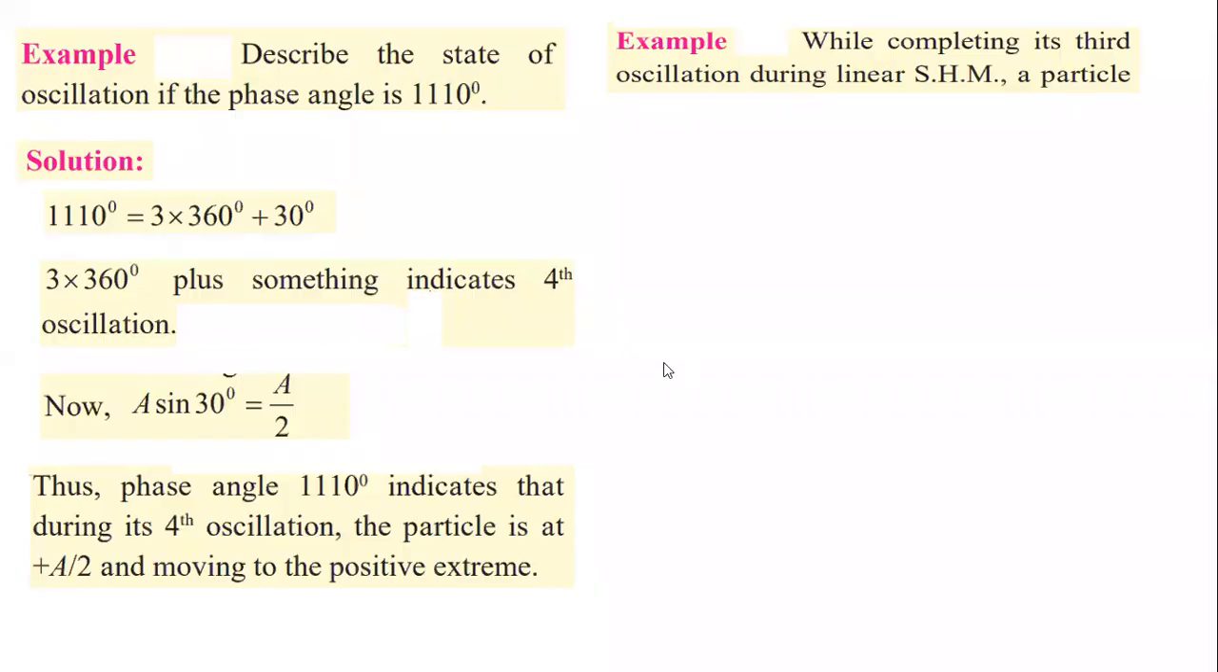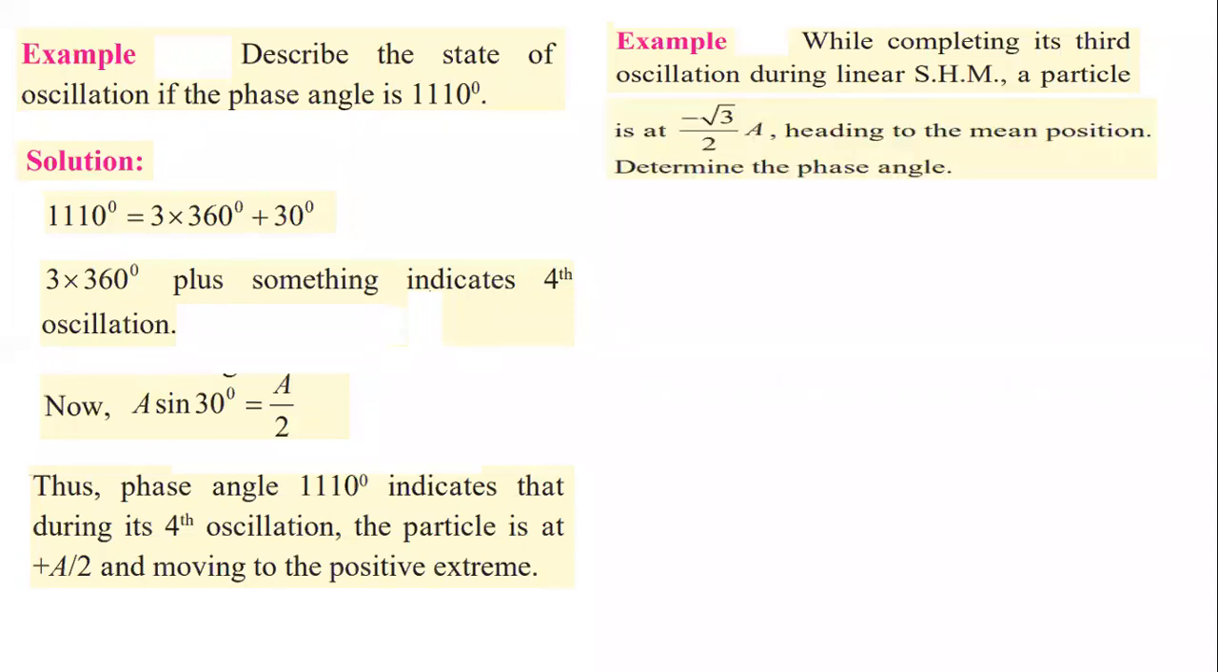Now the next example is: while completing its 3rd oscillation during linear SHM, a particle is at minus root 3 by 2 a, heading to the mean position. Determine the phase angle. Now let's see the solution here.